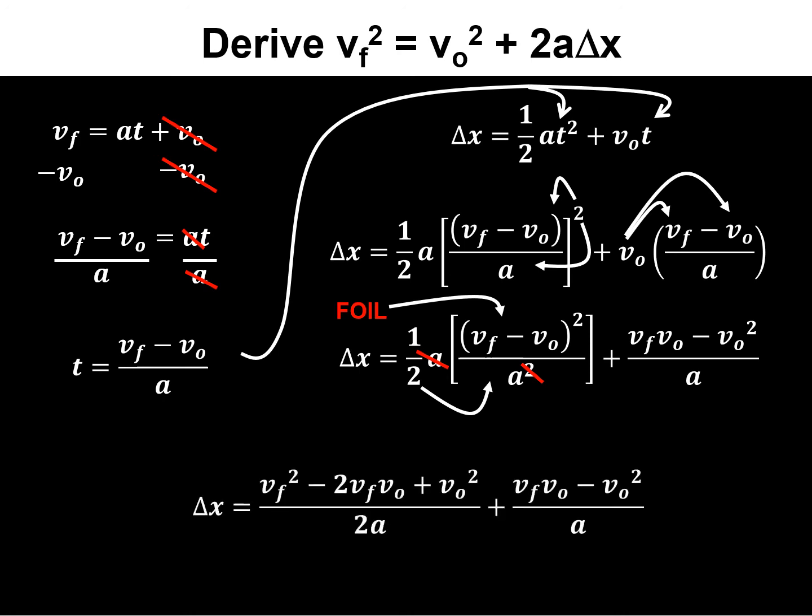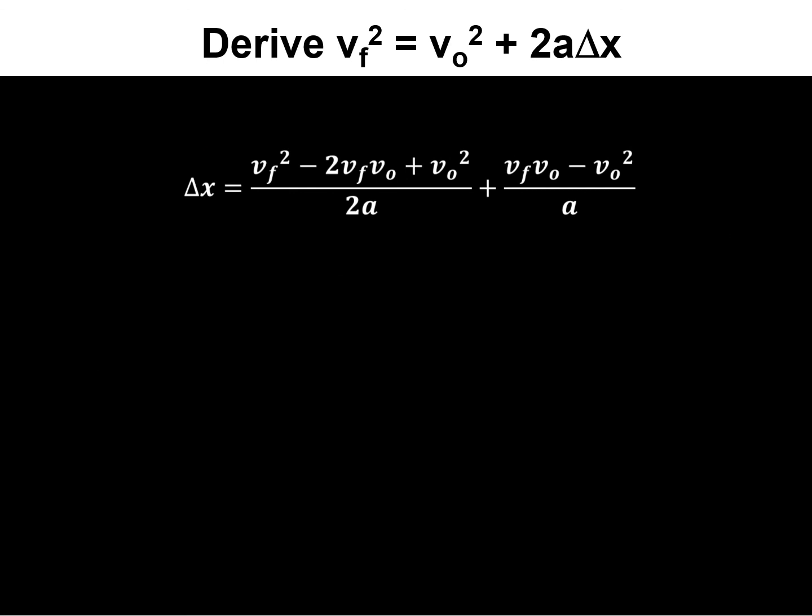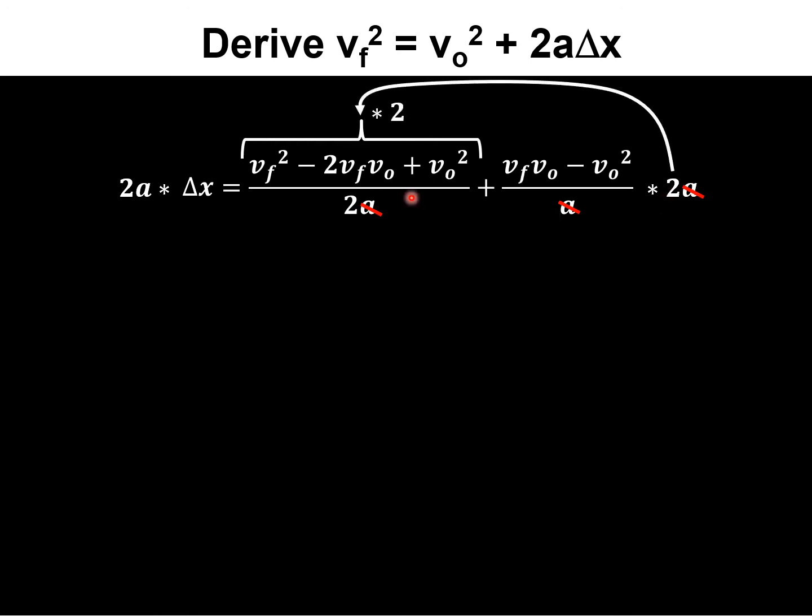Alright, so let's do all this. Final velocity minus initial velocity squared gives me final velocity squared minus 2 times final velocity times initial velocity plus the initial velocity squared. The 2 and the a are still on the bottom, and then we have this term over here, which stays the same. Using this equation, we're going to multiply both sides by 2 times acceleration. Notice the acceleration is going to cancel from the denominator, and then we're going to multiply both of these terms by 2. The 2 is going to cancel from the numerator and the denominator here, but the 2 has to be distributed over here because there's no 2 to cancel.